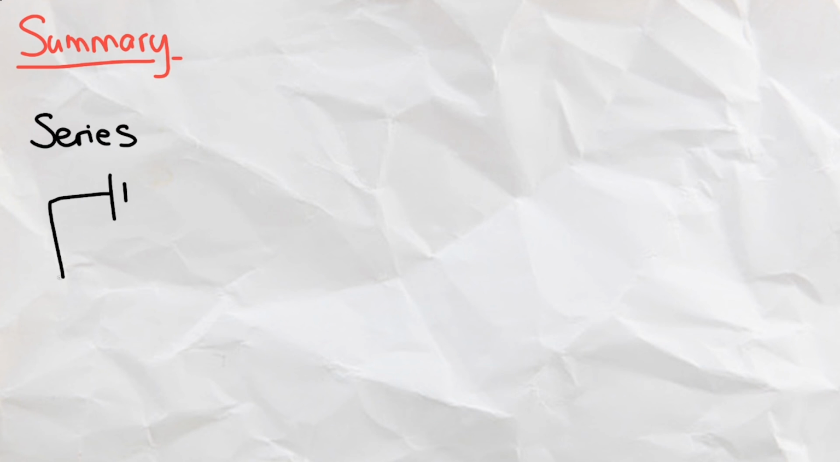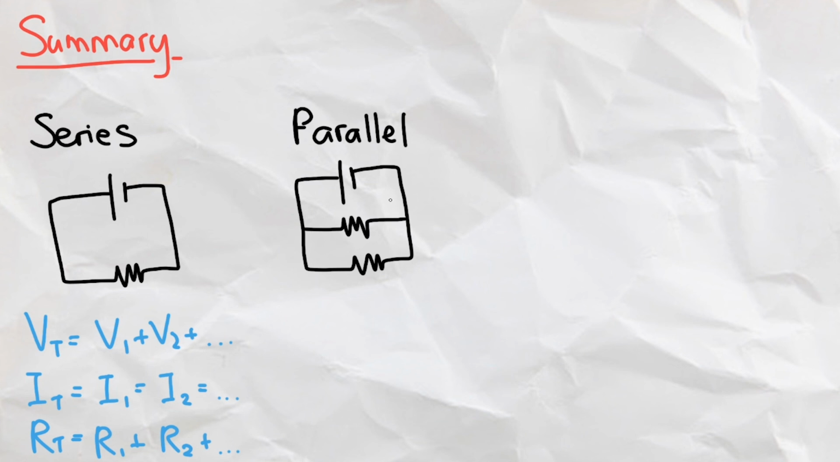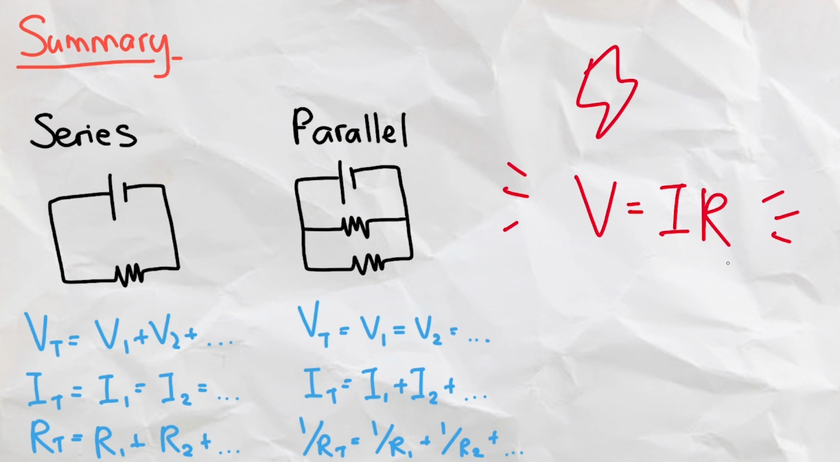Series circuits have one path, and their voltage and resistance adds up, while their current stays the same. Parallel circuits have multiple paths, and their current adds up, while their resistance adds up using this reciprocal formula, though their voltage stays the same. And remember, Ohm's law solves everything.